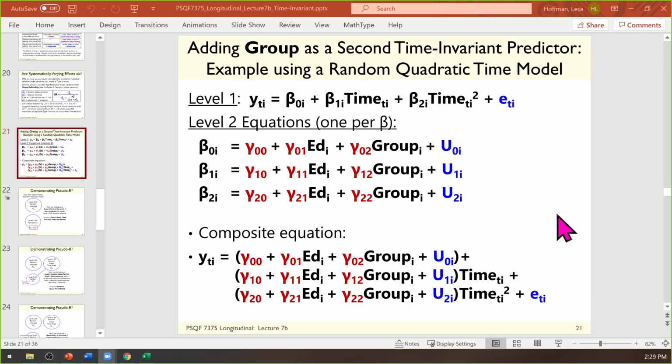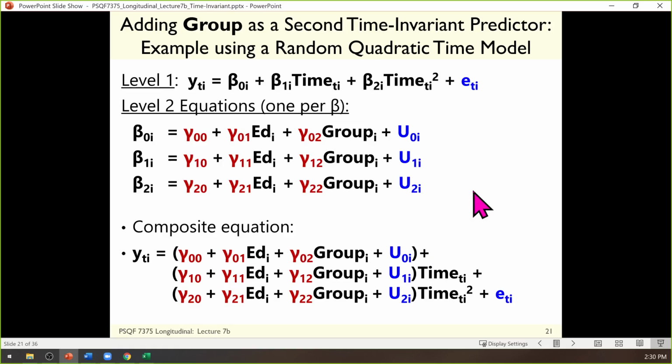There we go. I'm on slide 21. So in this model, this is an example of what it would look like to add 2 predictors that are time invariant to a model. So I have years of education as an example of a quantitative predictor and group, which in this case would have to be a binary group so that there's only one slope that's relevant to distinguish 2 groups. You'd need more than one slope if there were more than 2 groups. And I have those 2 terms entered in each of the level 2 equations.